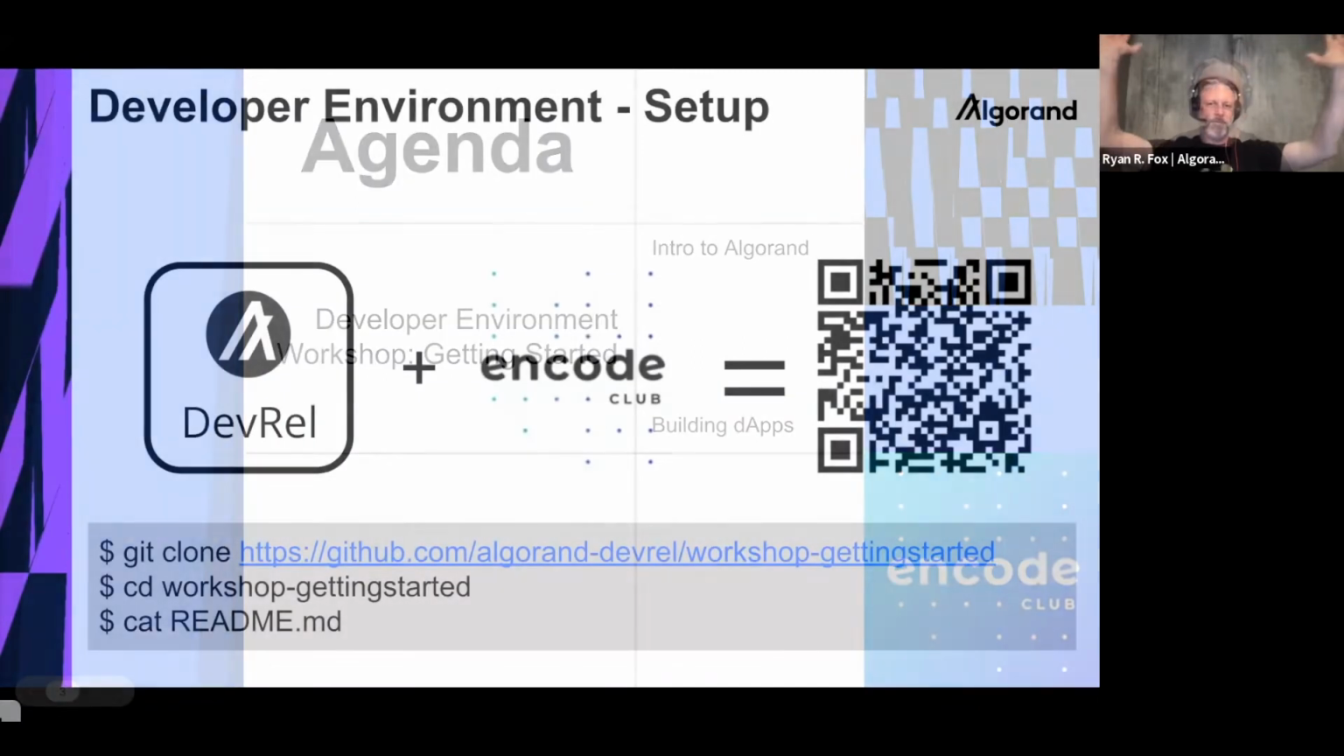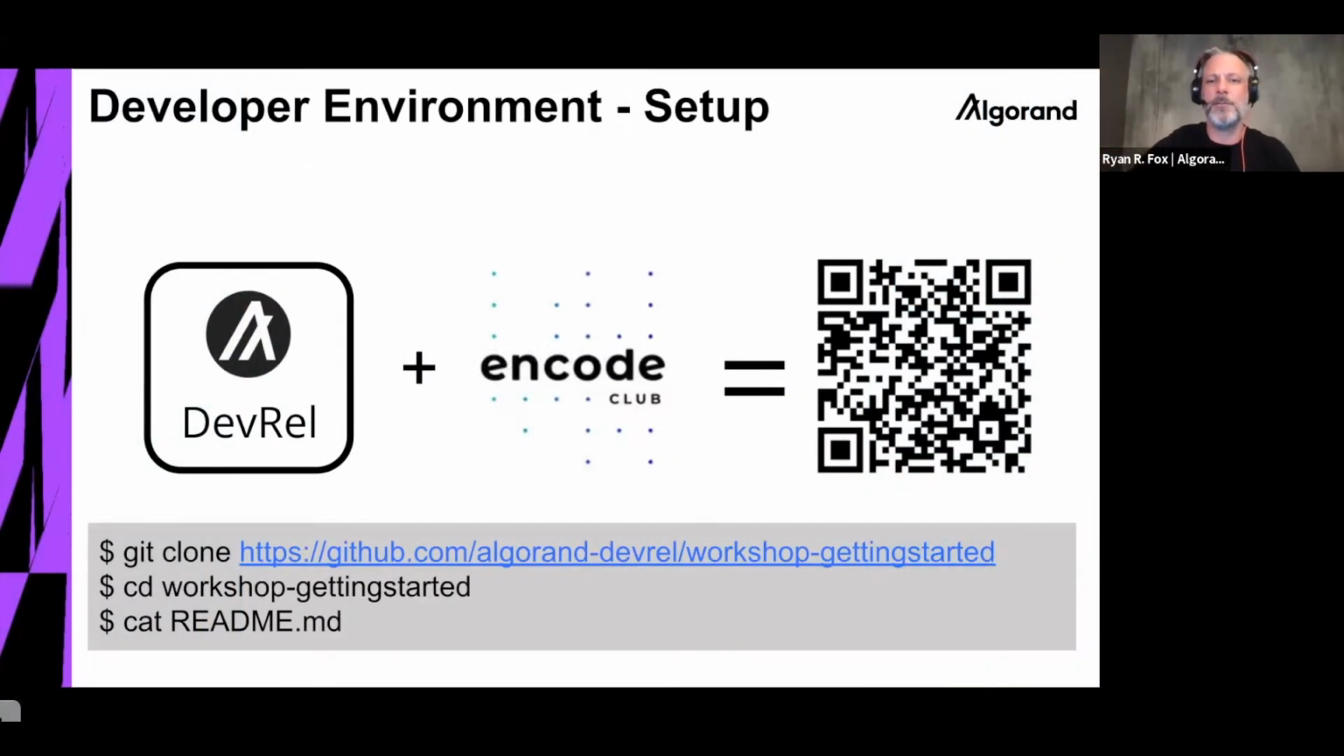Here we go. So today for our developer environment setup, we have a GitHub repo for you. Our Algorand developer relations team, along with Encode Club, we have this QR code and it'll take you over to this workshop getting started guide. And I want you to do this. You can either jump to it straight away or just know that it's there. Again, it'll be in the slides when we come, but we're going to have you look at the README file. And essentially we're going to follow along with this today.